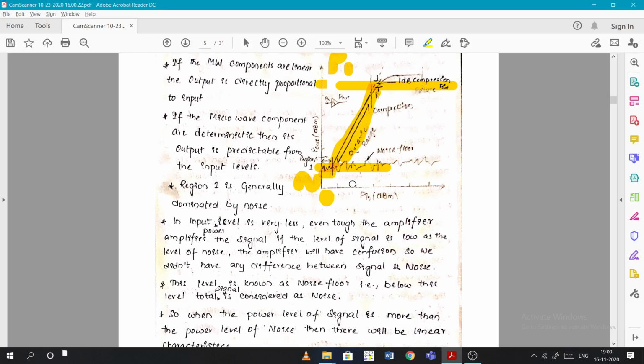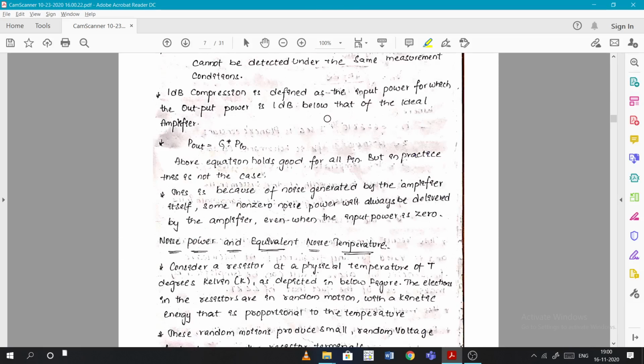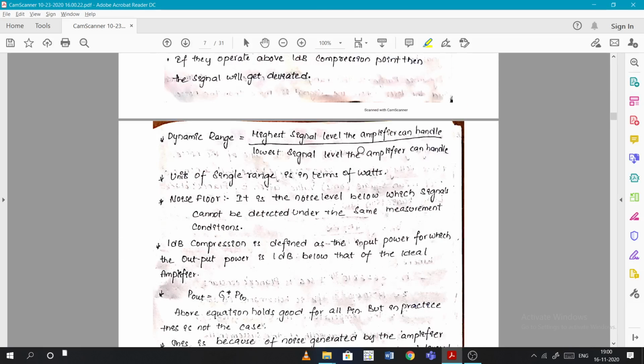So basically P naught by N naught, we call it the dynamic range. That's the highest signal level the amplifier can handle divided by the lowest signal level this amplifier can handle. So that is the dynamic range. The units of the dynamic range are in watts. Noise floor is the noise level below which signals cannot be detected under the same measured conditions.